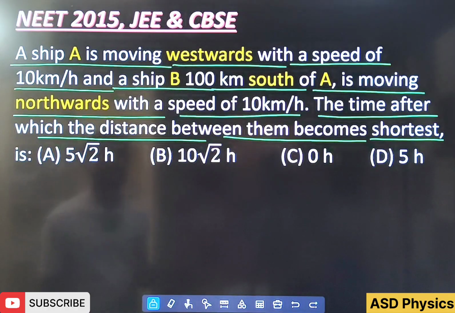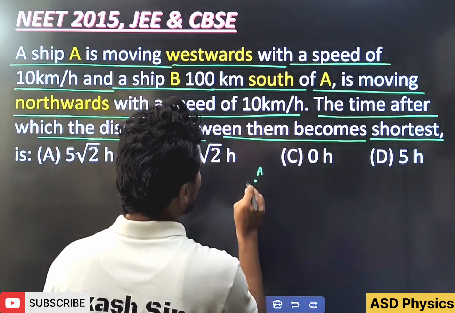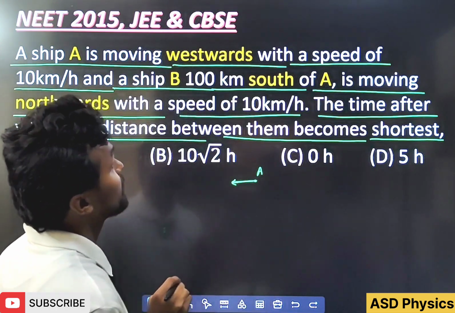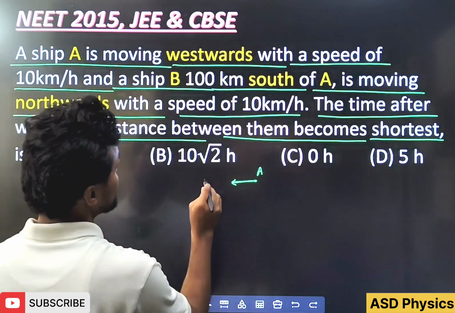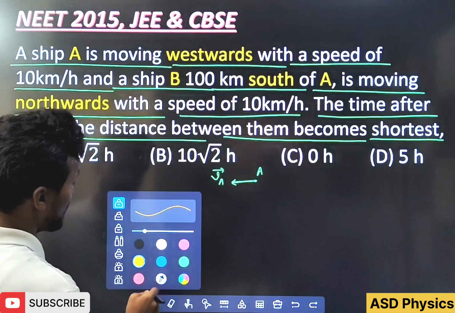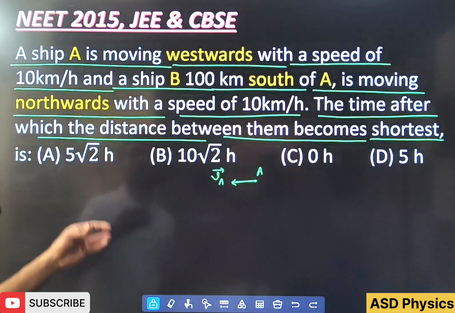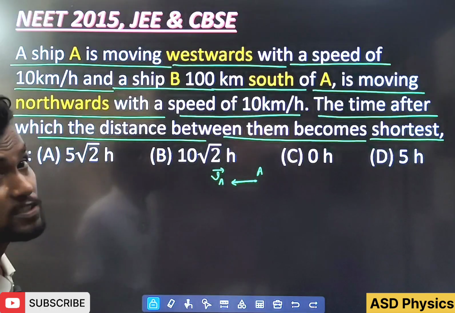Okay, so we can see very well. Let's take ship A. This is ship A, and it is moving in which direction? West direction. With how much speed? 10. So anyhow, write here the velocity V_A. After that, what is happening is that ship B is 100 km south of A.